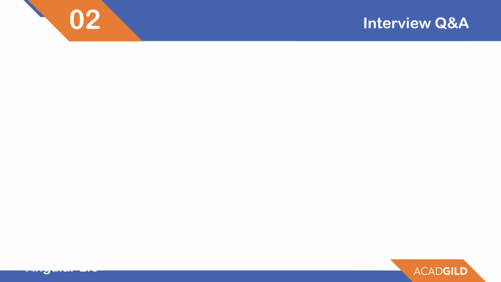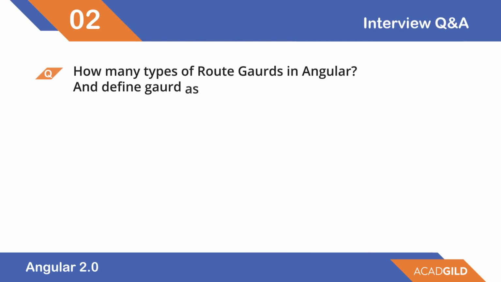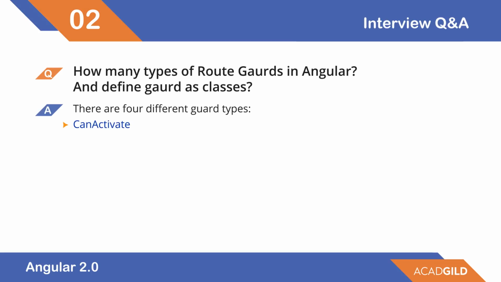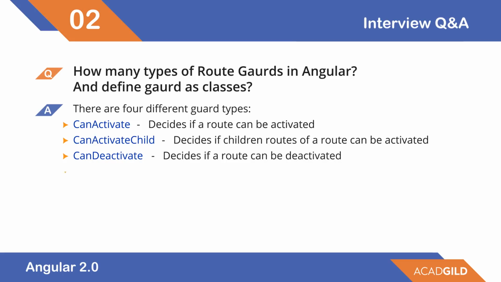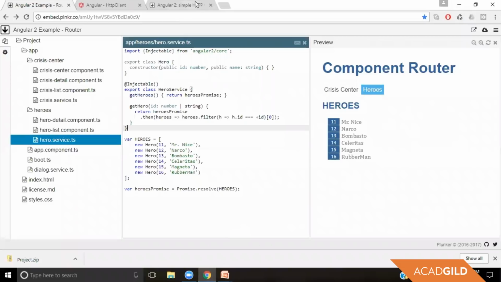Let's move to the next question. How many types of route guards are there in Angular, and how do you define guards as classes? Basically there are four different kinds of guards which can be used to protect our routes. The first one is canActivate. CanActivate decides if a route can be activated or not. So let's go here.